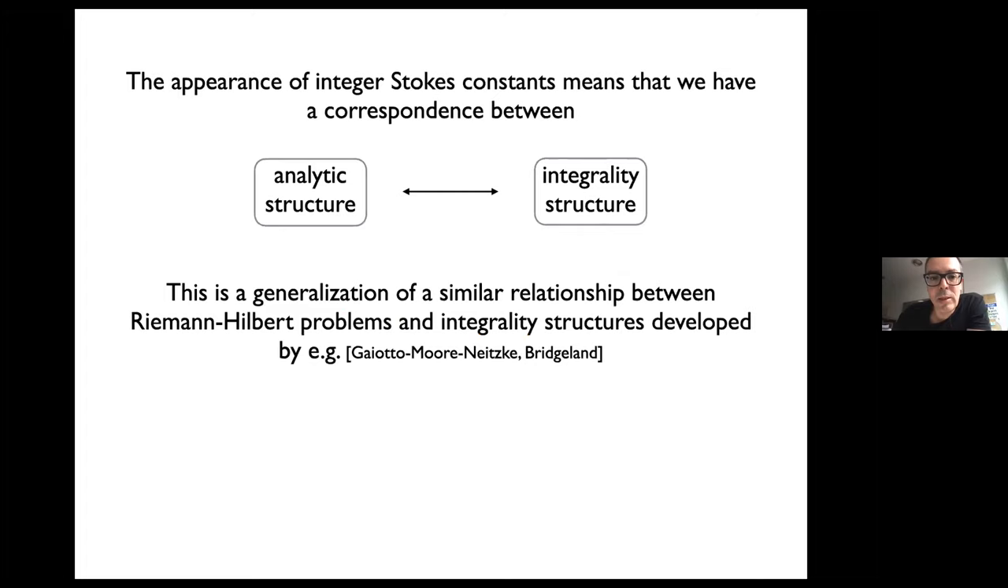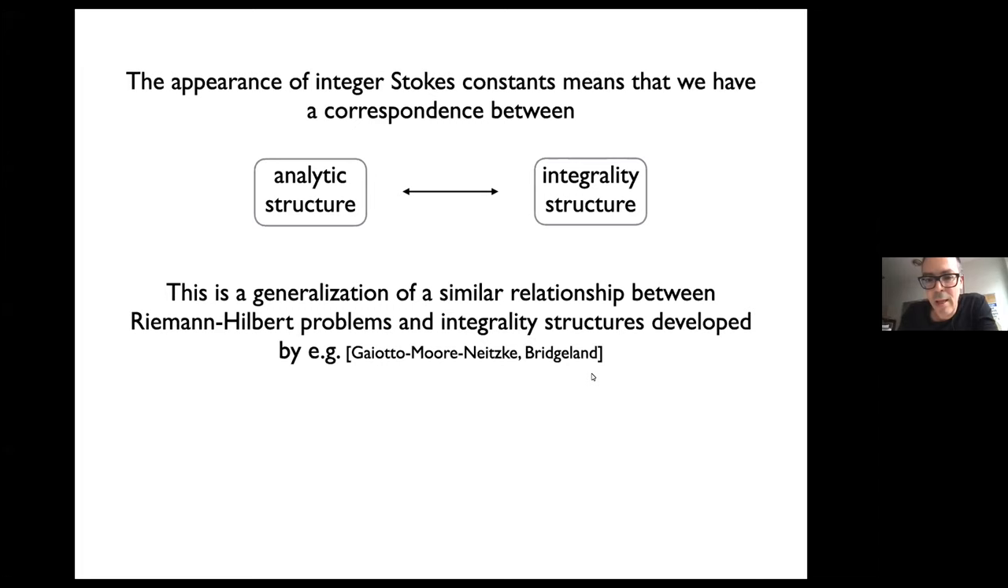Now, for me, the integrality structure is very interesting because it makes a bridge between an analytic structure on one hand, which is coming from all these perturbative series, and an integrality structure associated to these Stokes constants. And this, in a sense, is a generalization of similar relationships that have been discussed recently in the literature between analytic types of problems, like Riemann-Hilbert problems, and on the other hand, integrality structures. This was very much emphasized in the work by Gaiotto, Moore, and Neitzke, and has been developed more mathematically recently by Bridgeland. I think this is a very interesting interplay between analytic and integrality structures. And in a sense, resurgence is a more general framework where this can take place. What Gaiotto, Moore, Neitzke found and what Bridgeland is discussing are particular examples of this probably more general structure.